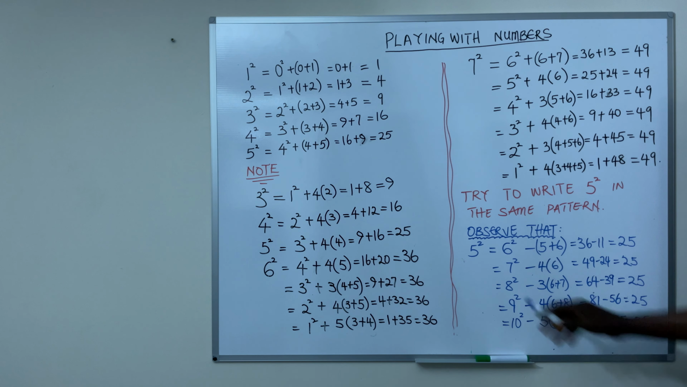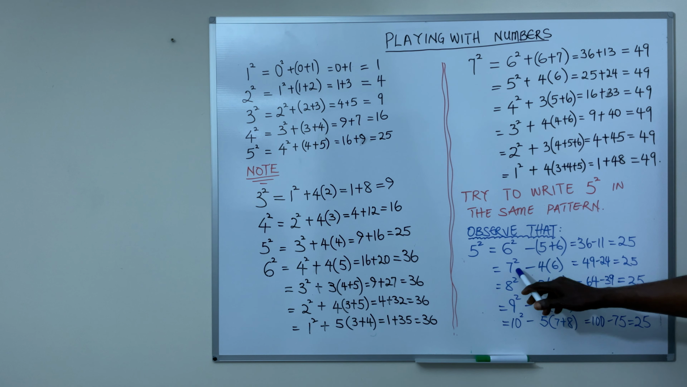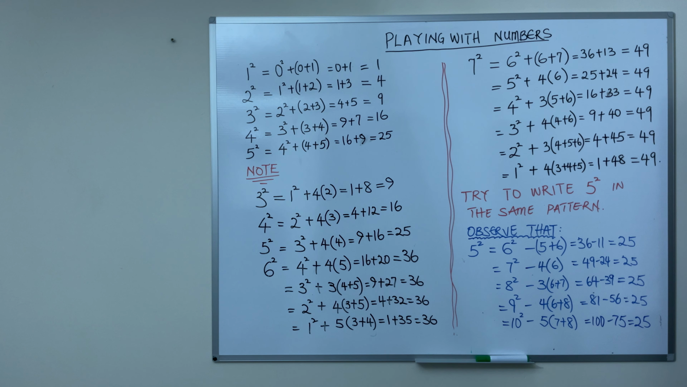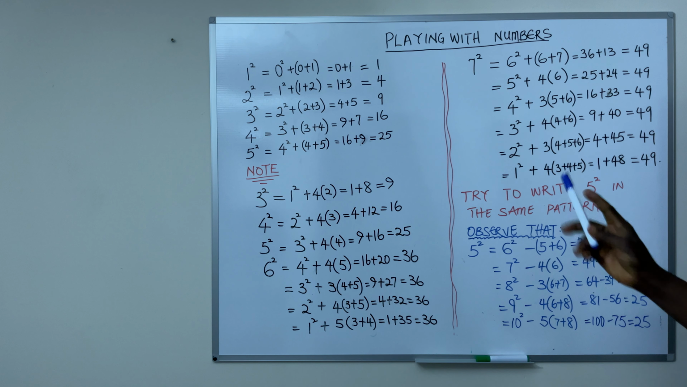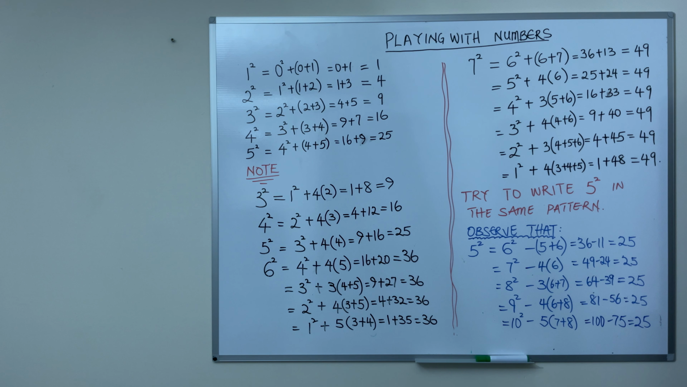Now 5 squared and 7 squared. There's a number in between them, and that is 6. Whenever there is a number in between them, you multiply by 4. So we have 7 squared minus 4 times 6, and that gives us 49 minus 24, and the result is 25.